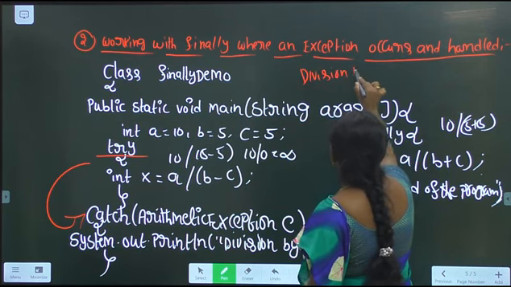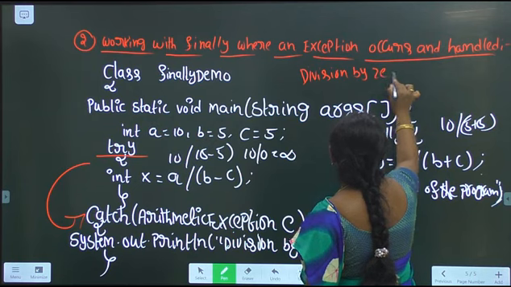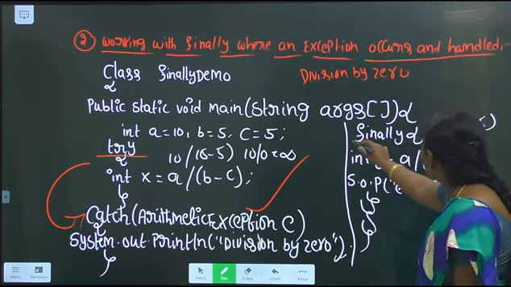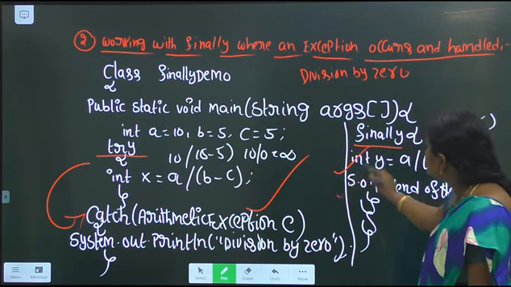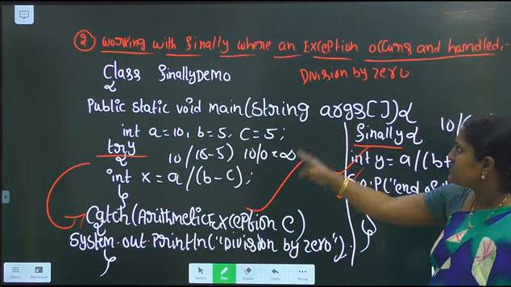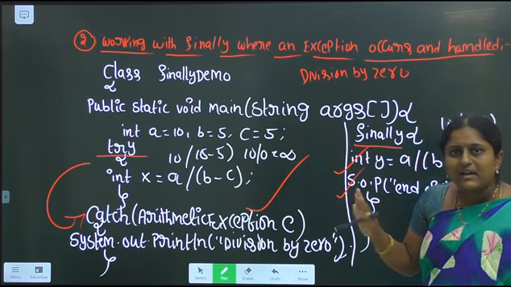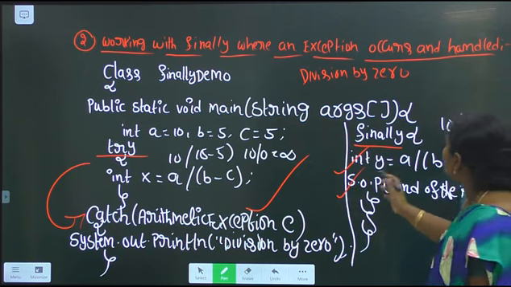If an exception occurs in the try block, the catch block handles it properly. But the finally block always executes irrespective of the exception. Whether an exception occurs in the try block or not, the finally block is always executed.